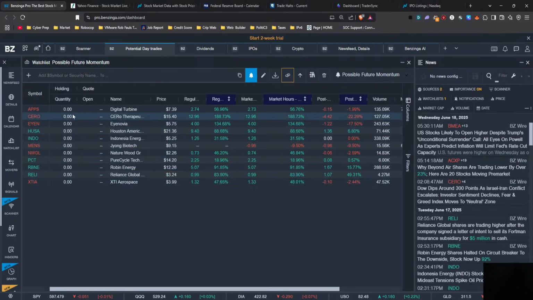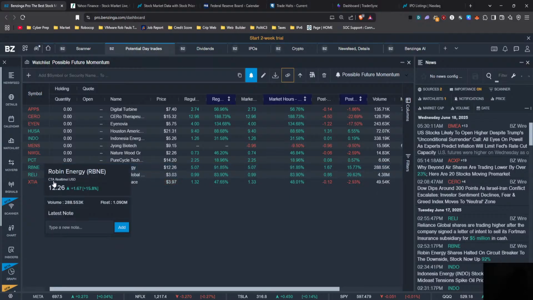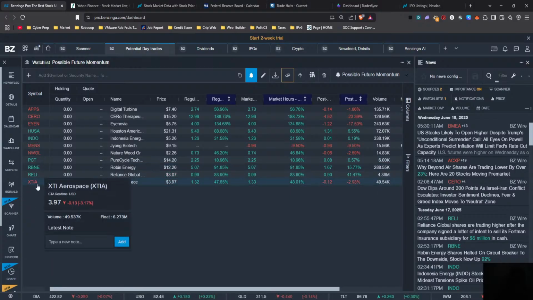Some of the things that I saw that were moving yesterday: apps, Zero, EYEN, HUSA, INDO, MENS, NWGL, PCT, RBNE, and Rally, and XTIA.